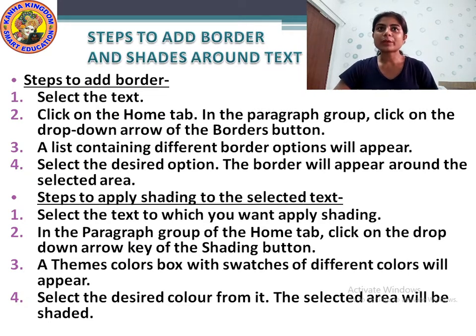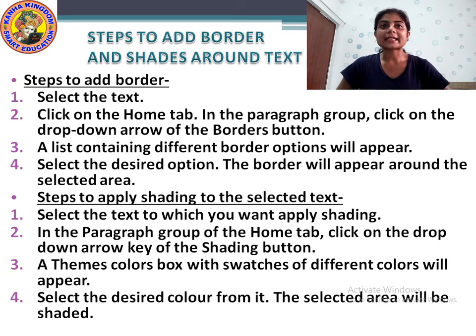And now students, how will you add border and shades around your text? How will you format it? See, steps to add border. These are the following steps that you will follow to add a border in your Word document. The first step is to select the text. You have to select the required text in which you want to add a border.